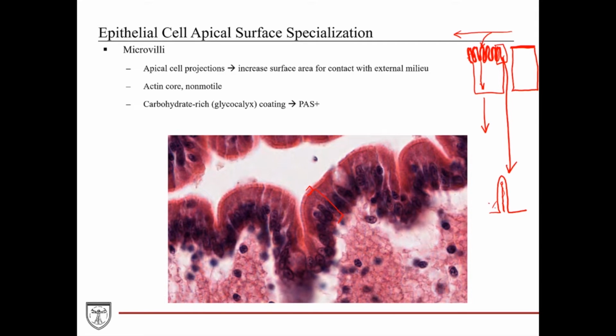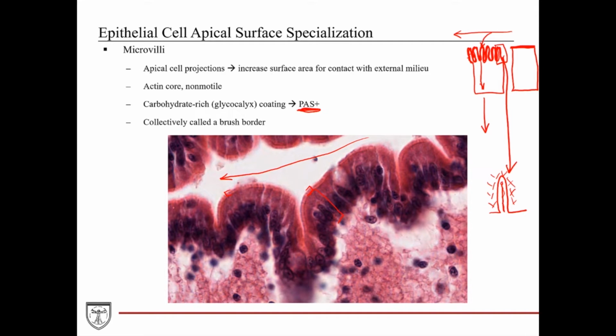Microvilli are covered on their exterior by glycocalyx, which is a collection of carbohydrate-rich molecules which react very well with periodic acid Schiff. So they stain positive with PAS, which shows up as a lovely magenta-colored region. And the microvilli plus the glycocalyx are collectively called a brush border for their brush-like appearance here, which is, again, coming in contact with the external environment.